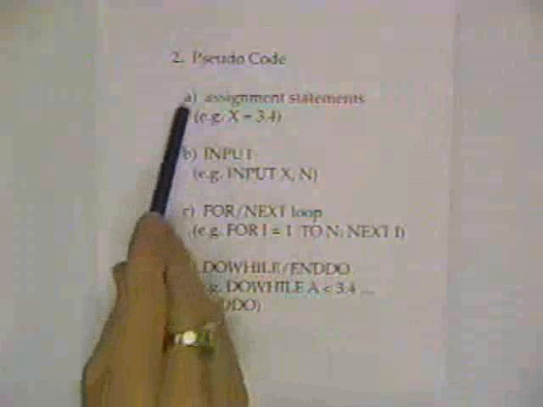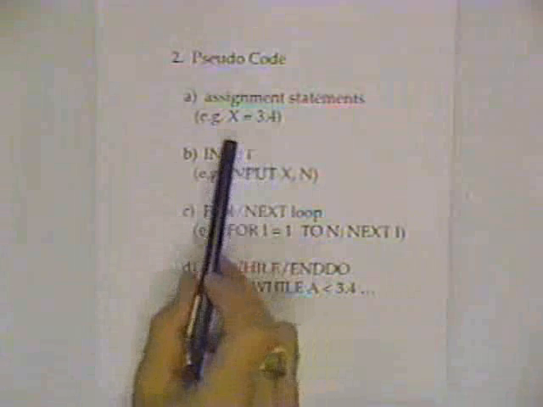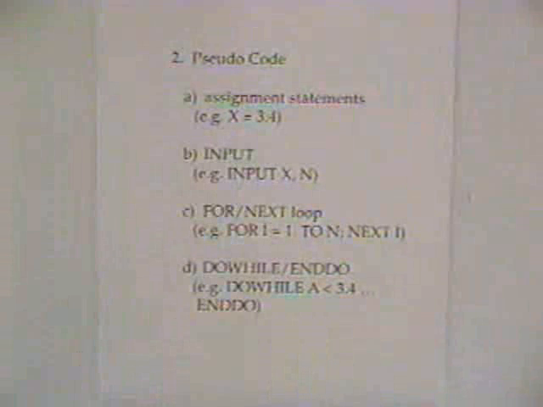That may help you understand how the pseudocode works. All right, let's review just some of the types of pseudocode statements that you have. Typical assignment statement, where you are assigning a value, in this case 3.4, to a variable x.